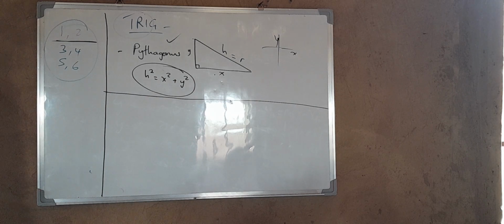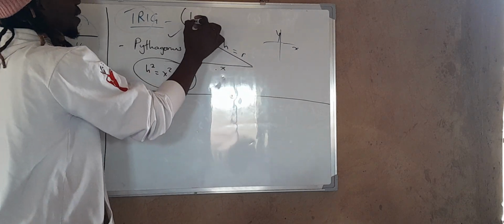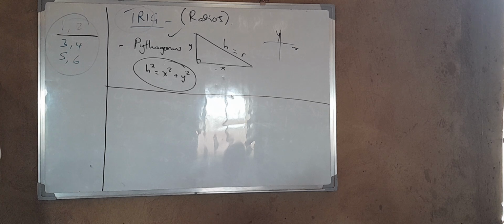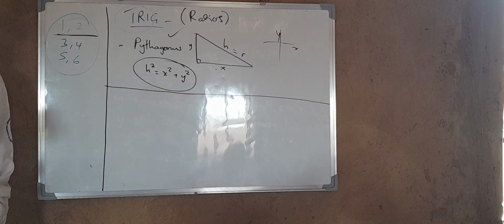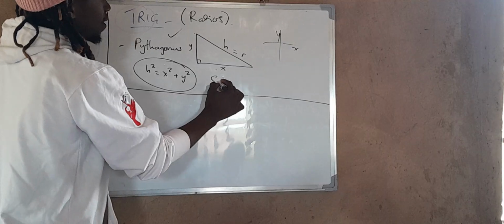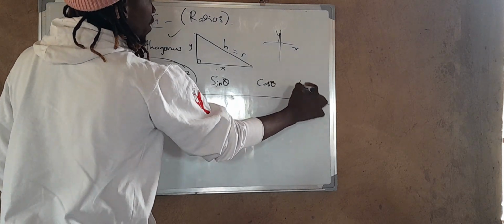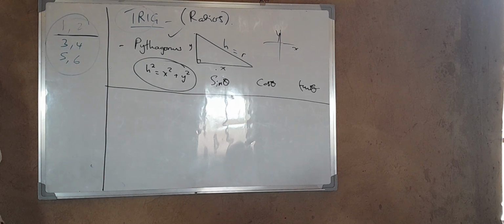We have to understand again what it is that we talk about in trigonometry. So in trigonometry, mostly we talk about the ratios. What are the ratios that we talk about in trig? Mostly we talk about 3 ratios. What are they? We talk about sine theta, cos theta, and tan theta, right?